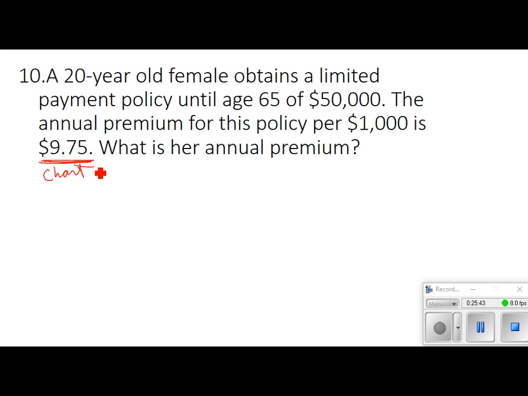We take the $50,000 divided by 1,000. That's 50 units. We're going to multiply that by 9.75. So I grab my calculator and do 50 times 9.75, and I end up with $487.50. Don't forget to put that 0 on there because it's money. So that's her annual premium. That's how much her premium is per year.